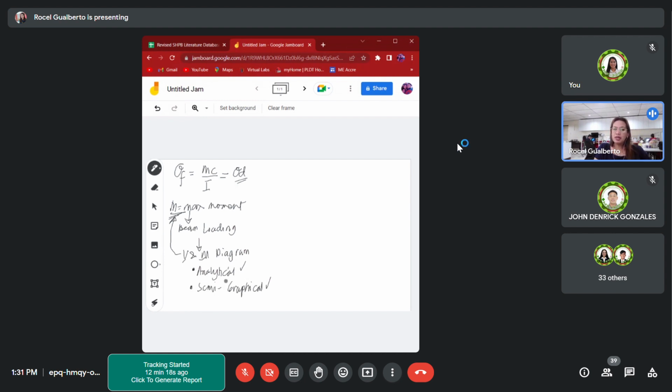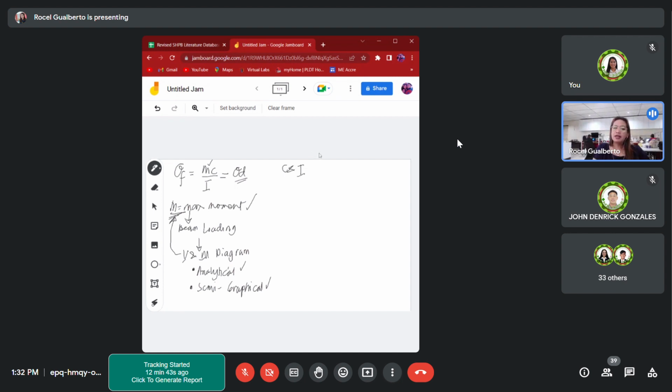So, yun po yung pinagkaiba ng dalawa. Again, this one is a shortcut method nung analytical. Now, using this diagram, you can obtain your maximum moment. So, yun po yung kukunin natin doon sa M na yun. And then, what about po yung C and I?